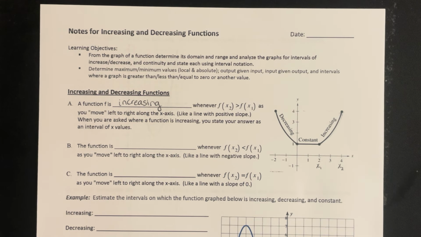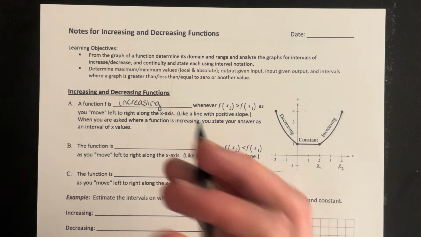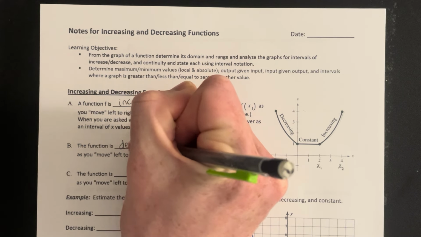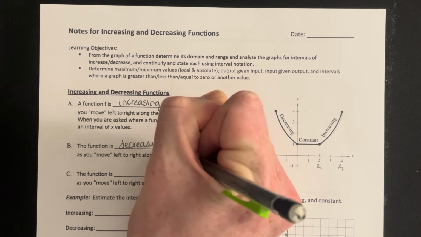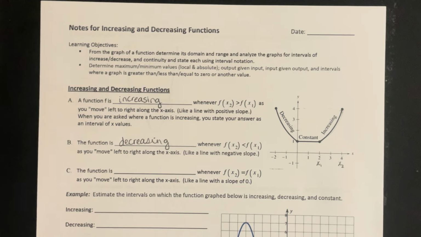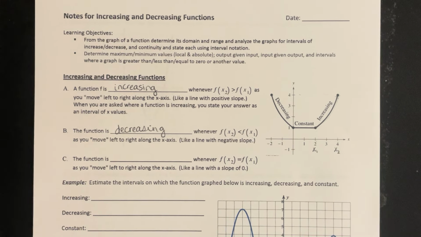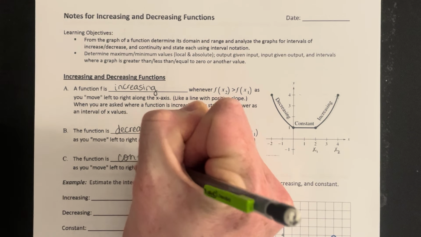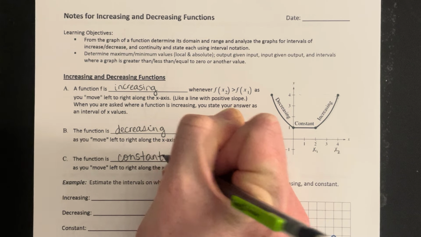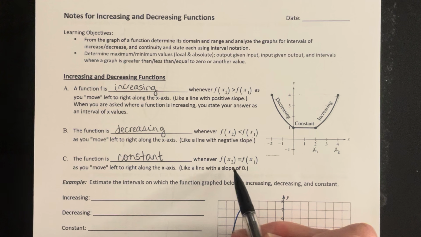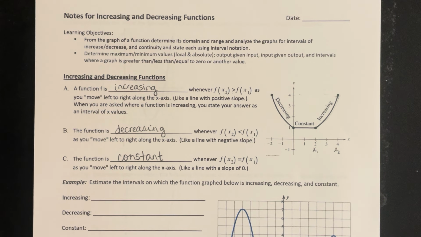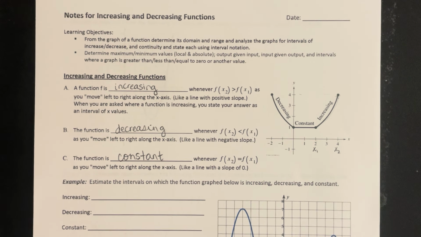If we move left to right and f of x2 is less than f of x1, we see our function is decreasing, which would result in a negative slope. But we also have a third option of constant. So a function is constant when the outputs are equal because the function has stayed the same. This would be a slope of 0.